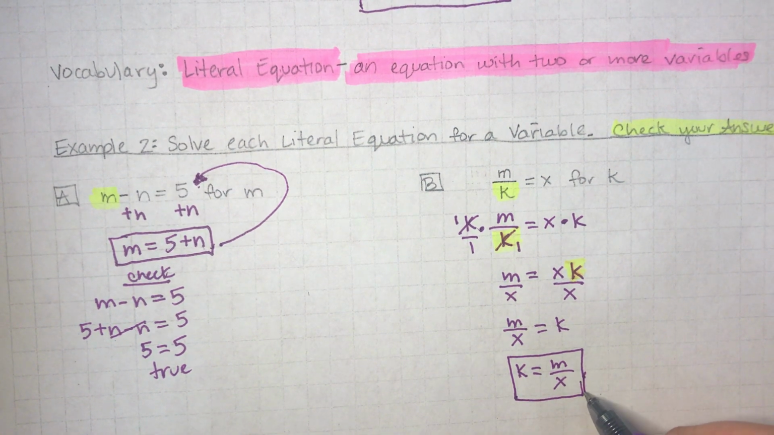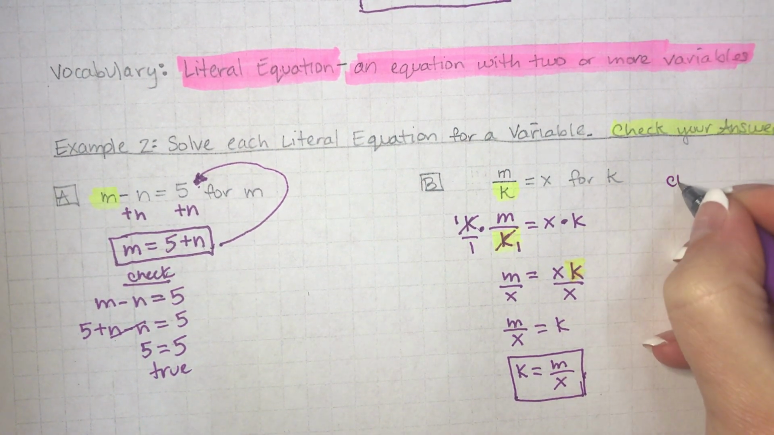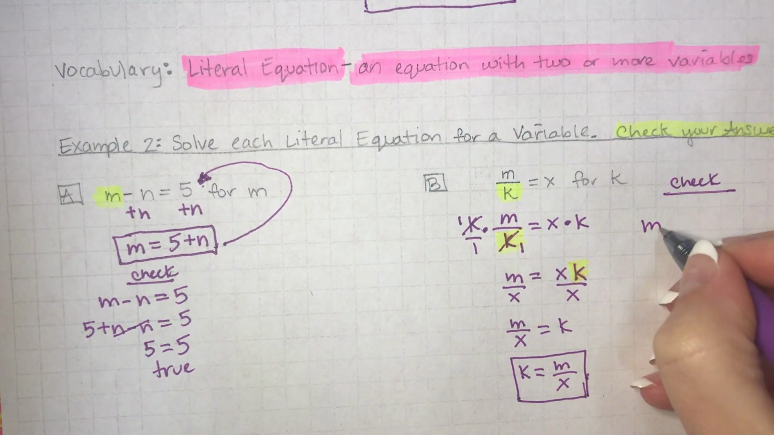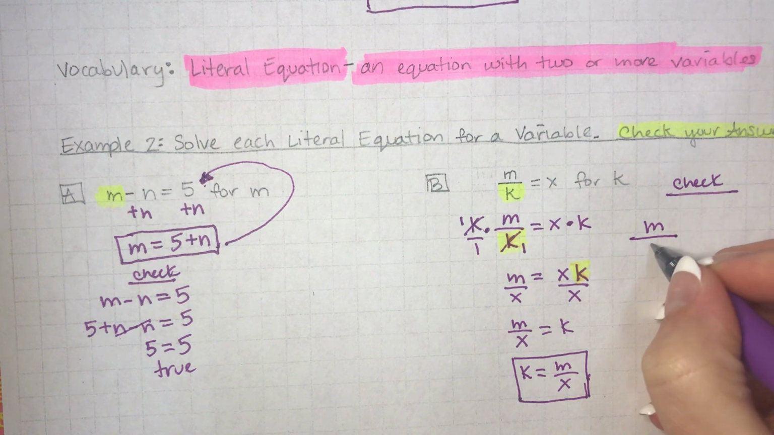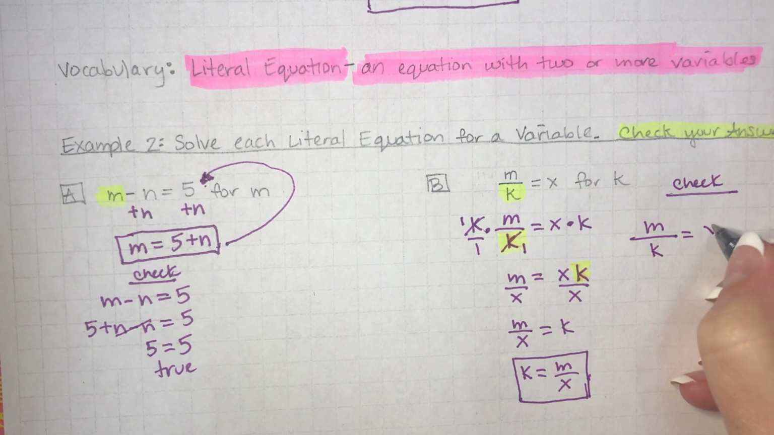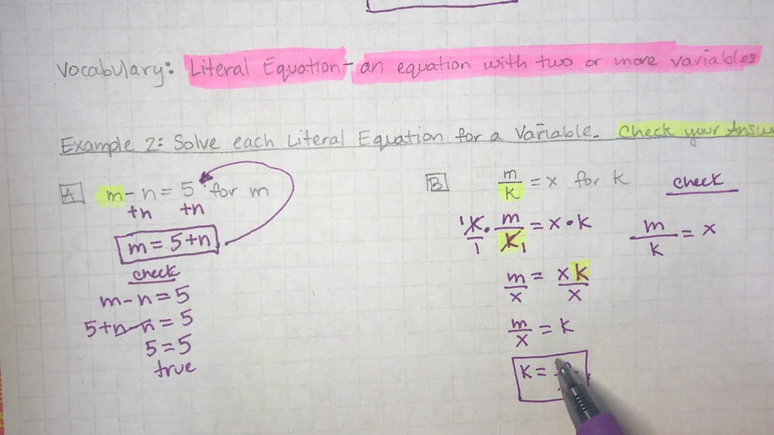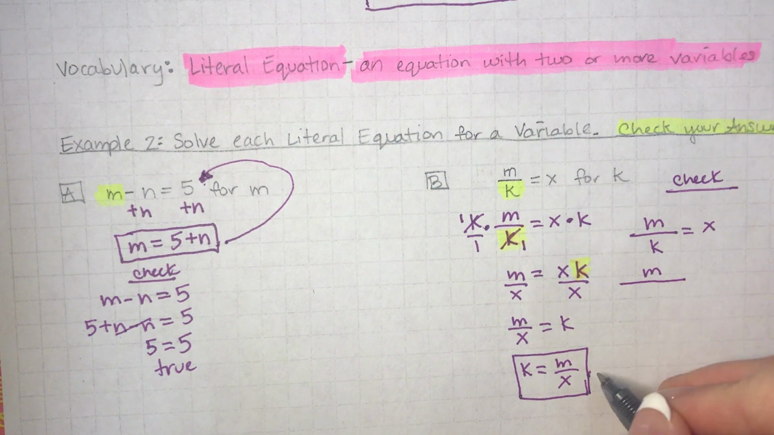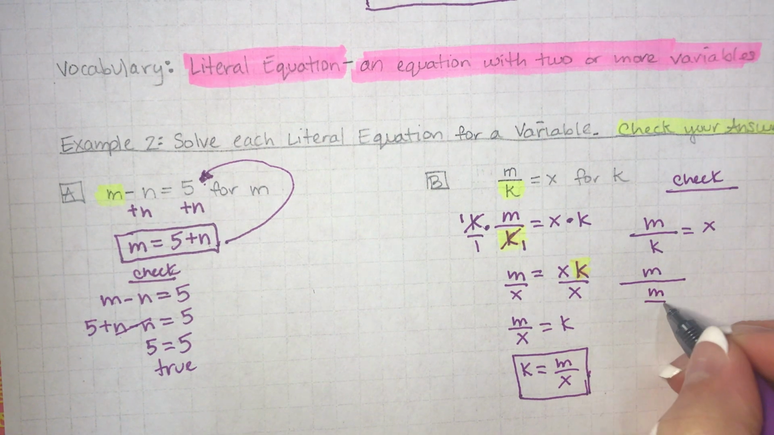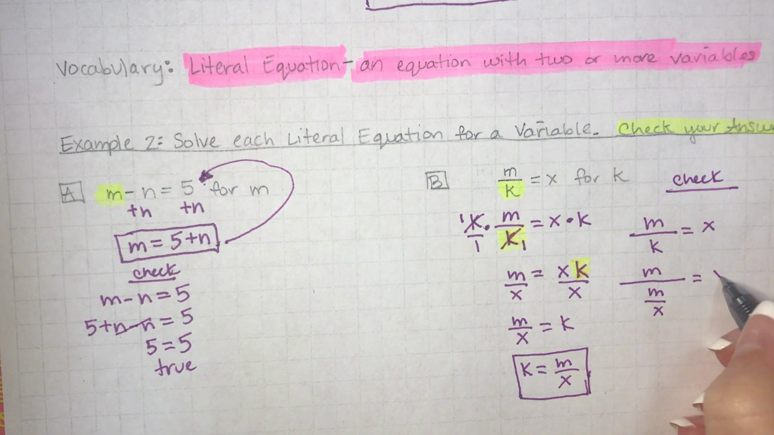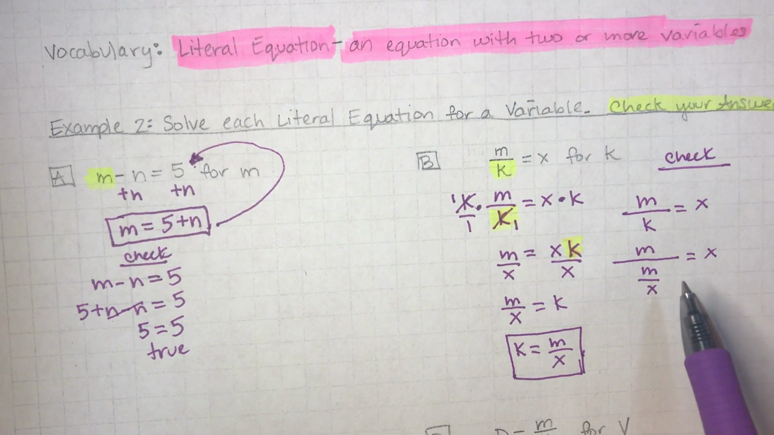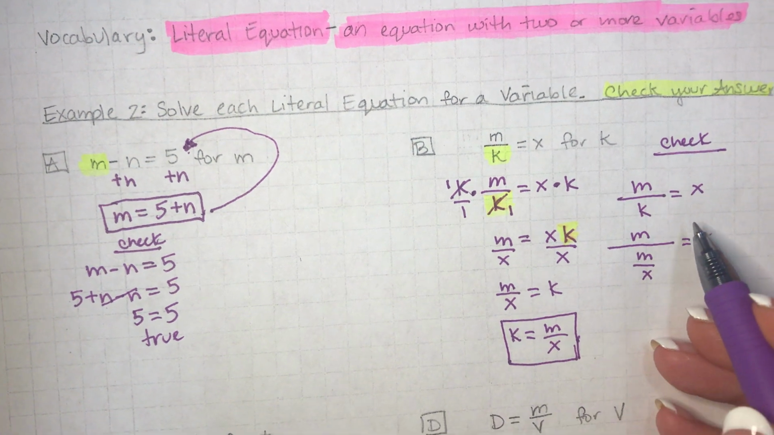But we're not done. We are going to check it. So I'm going to write the word check. I'm going to write this original equation, m divided by k equals x. And then I'm going to substitute this fraction in for k. So I have m divided by m over x equals x. And now we have a complex fraction, but that's okay. We're just going to write this differently.